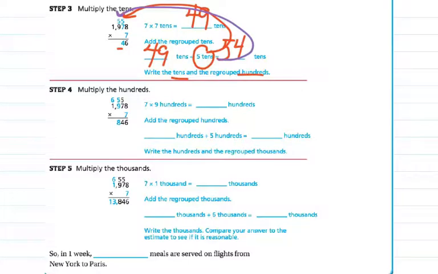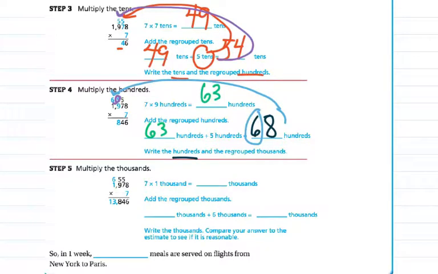Next, we're going to multiply the hundreds. 7 times 9 hundreds gives us 63 hundreds. We're going to add the regrouped hundreds, so we have 63 hundreds plus the 5 hundreds that we're waiting to be regrouped, and we get 68 hundreds. So now we're going to write the hundreds, and then we're going to regroup the thousands. What you'll see is that I'm going to take that and regroup it over there. So we're going to regroup the thousands.